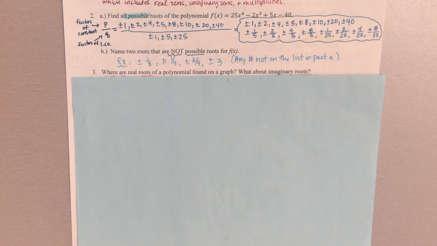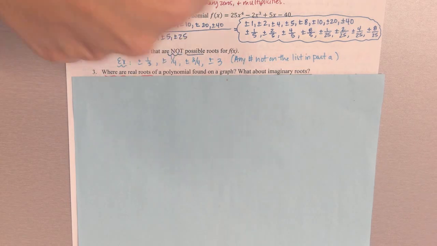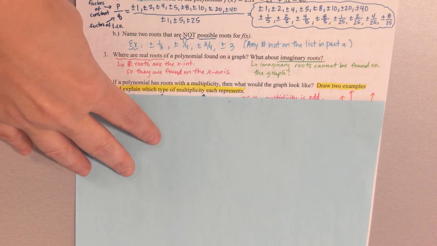If I have a repeat, you don't have to write it out twice. For example, 5 over 5 is 1, so I didn't need to write that out twice. 5 over 25 is 1/5. I don't need to write that out twice. B, it says, name 2 roots that are not possible. So you can pick any number that is not on the list in part A. Okay, so 2 that are not possible, just 2 that are not on the list of possible roots. So make sure that you know what's possible, what's not possible.